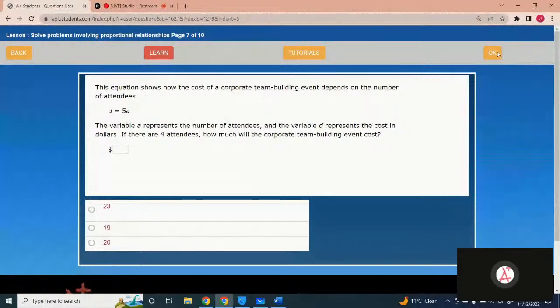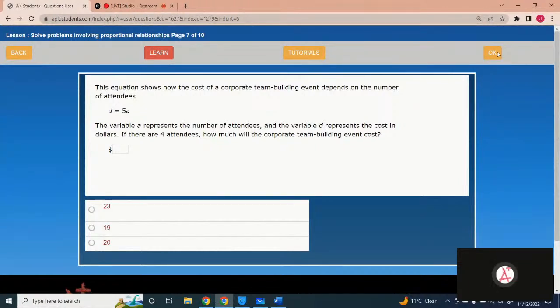This equation shows how the cost of a corporate team building event depends on the number of attendees. D equals 5a. The variable A represents the number of attendees, and the variable D represents the cost in dollars. If there are 4 attendees, how much will the corporate team building event cost?